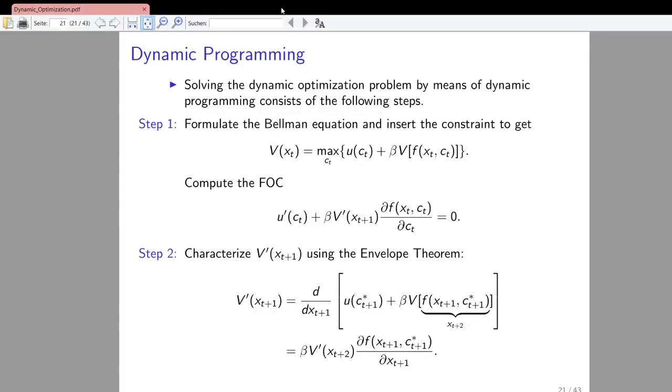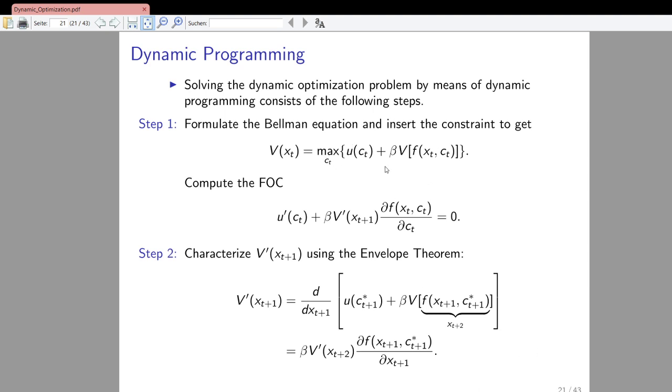So how do we solve this dynamic programming problem? I will give a simple cookbook procedure presentation of the steps that are necessary to do that. So the first step is to formulate the Bellman equation and to insert the dynamic constraint into the Bellman equation. So we would have the following equation: v of x_t at time t is u of c_t plus beta times v of x_{t+1}. Now for x_{t+1} we plug in the right hand side of the dynamic constraint, which is the function f of x_t and c_t. And then we want to maximize this by the optimal choice of consumption.